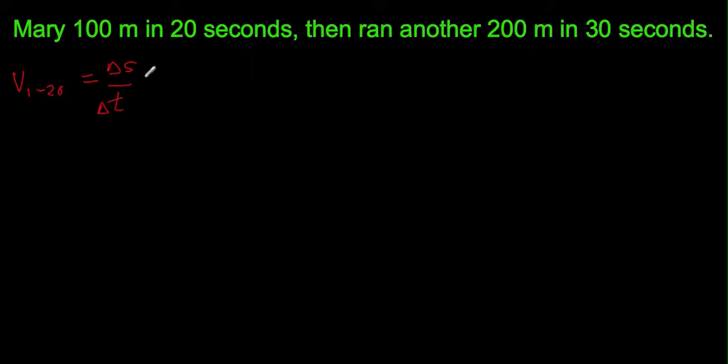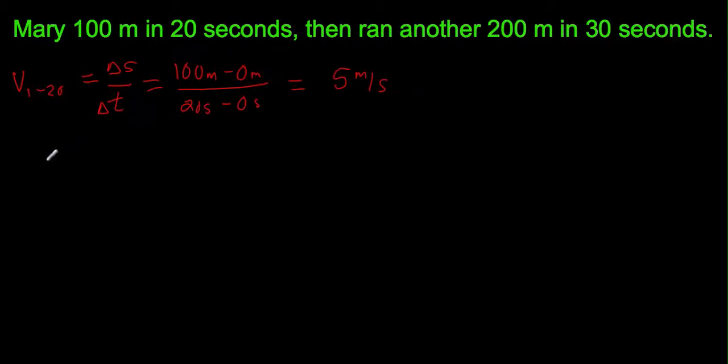Let's make this change in time. So it's going to be 100 meters minus 0 meters divided by 20 seconds minus 0 seconds. And that turns out to be 5 meters per second. Now, we don't have a direction here. They didn't really give us one. So this is really just our average speed. It's not really our average velocity.